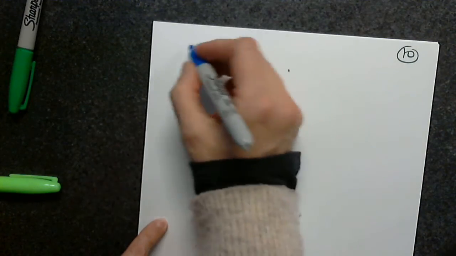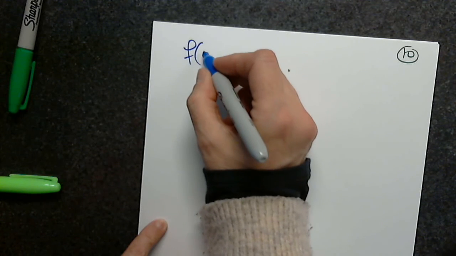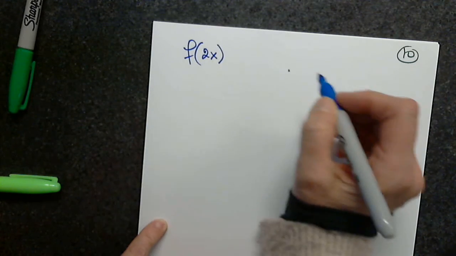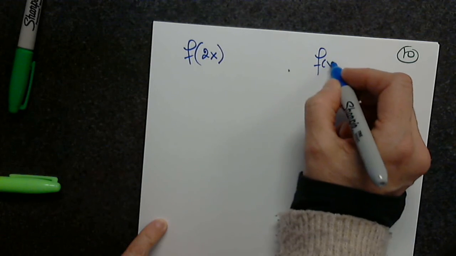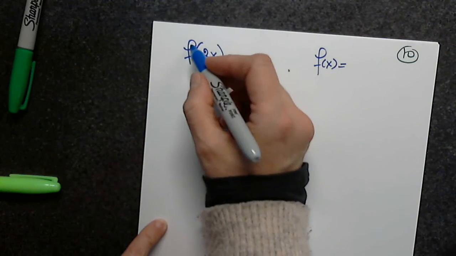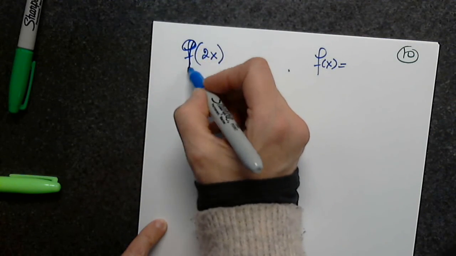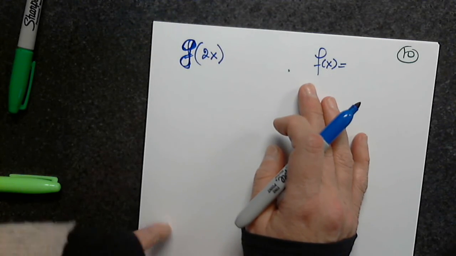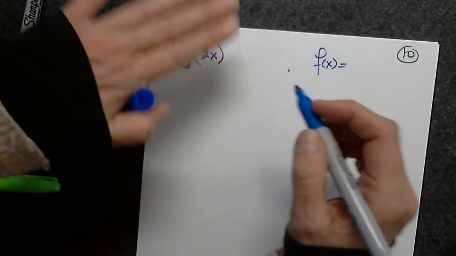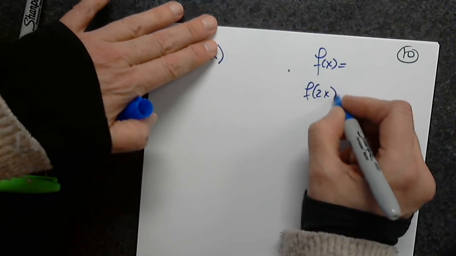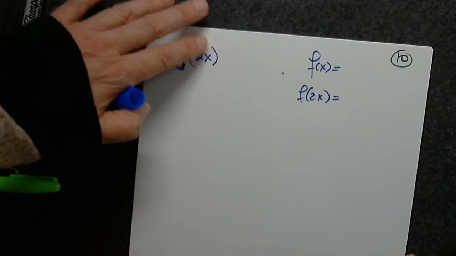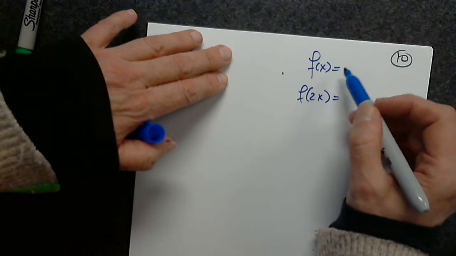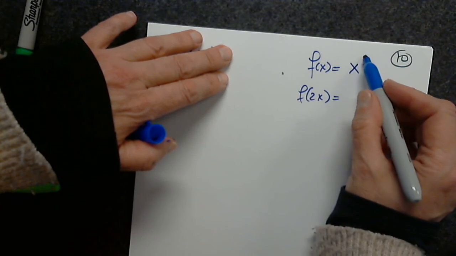So let's look at the following example. I want f of twice x. Well, actually, I do need f, so I'm going to delete that. So f of x is x cubed.